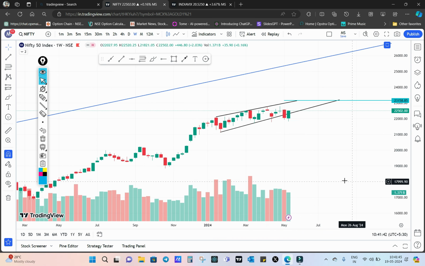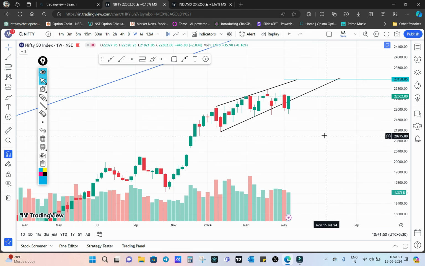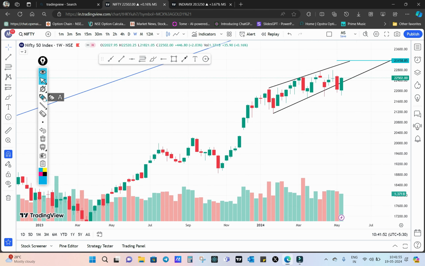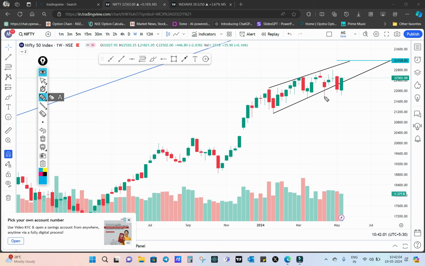This weekly chart shows some interesting levels. Nifty gave a breakdown last week, and took the support this week at 21,750, and this low was 21,821. This week Nifty has gone inside this particular long trend line. Okay, this is a very important trend line.